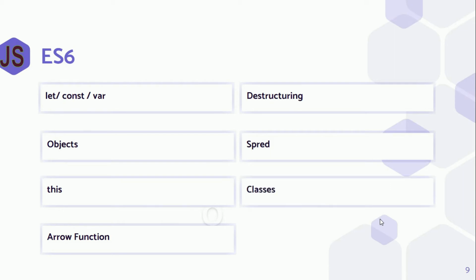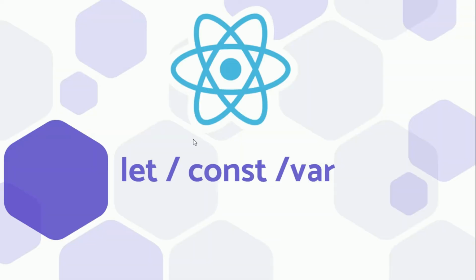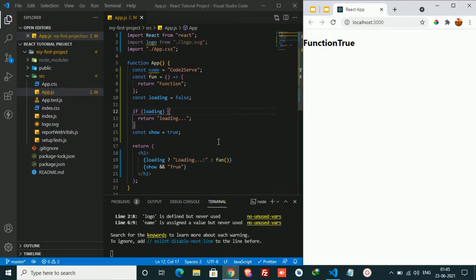We are going to see how to create classes in ES6, and at the end we are going to separate the code into different files and use them whenever we need. Let's see what's the difference between let, const and var.